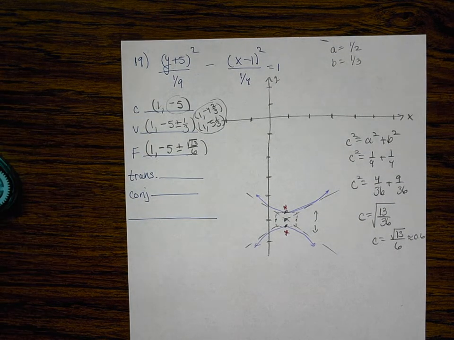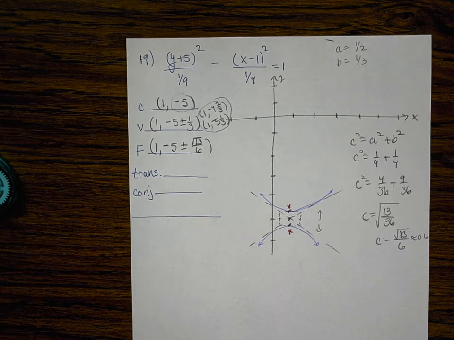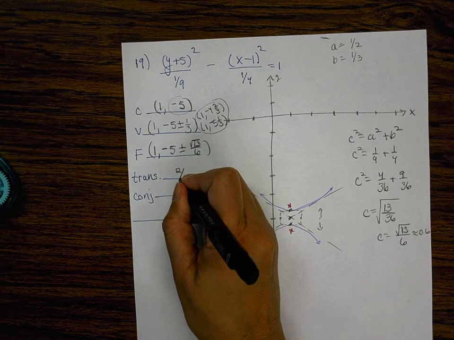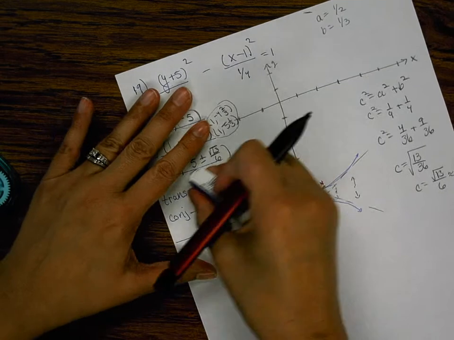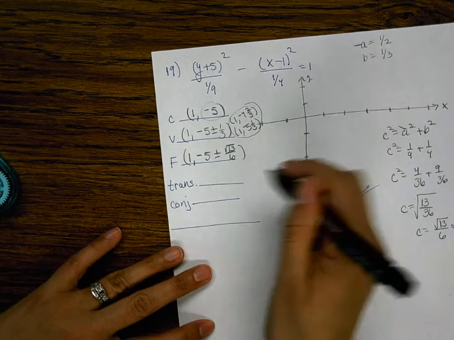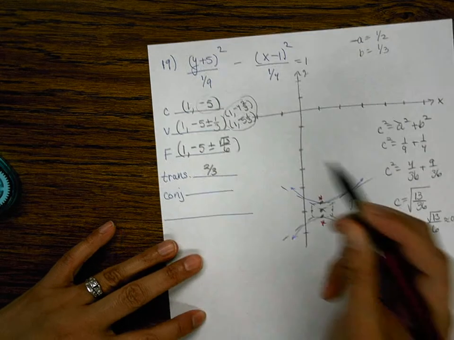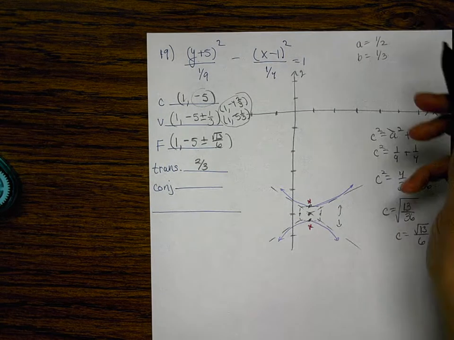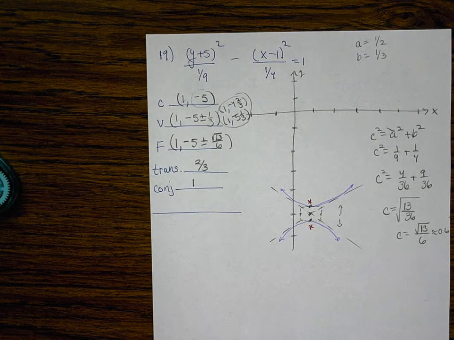Okay, the length of the transverse axis is the length between my vertices, and I went up and down 1/3, and 1/3 and 1/3 is 2/3. The length of my conjugate axis is the length between the two points that are not the vertices, so that's these two here, and I went right and left 1/2. That would make a total length of 1.